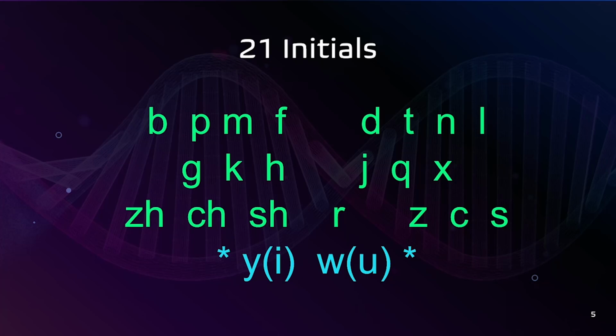Next are the 21 initials. These are the equivalent of the 21 consonants in English. B, P, M, F, D, T, N, L, G, K, H, J, Qi, Xi, Zhi, Chi, Shi, R, Z, C, S. The ones in the blue are half initials.